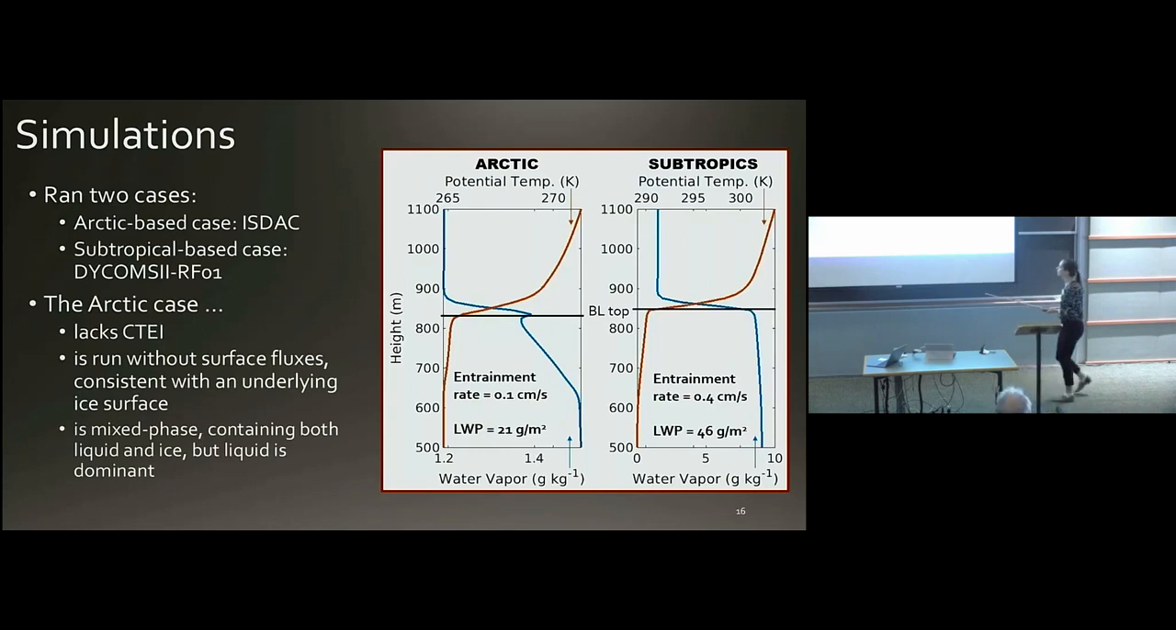This Arctic case lacks the entrainment instability at cloud top. I'm running this case without surface fluxes, which is a pretty good approximation if you assume that the underlying surface is ice rather than a warm ocean. And this cloud is also mixed phase, so it contains both liquid and ice. But at these temperatures, the liquid is actually still dominant, and I'm not actually going to talk about the ice. I just wanted to mention that even though these are below freezing, we are still thinking about liquid clouds primarily.